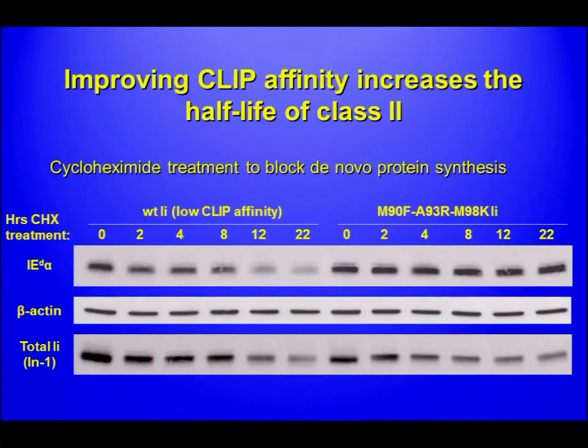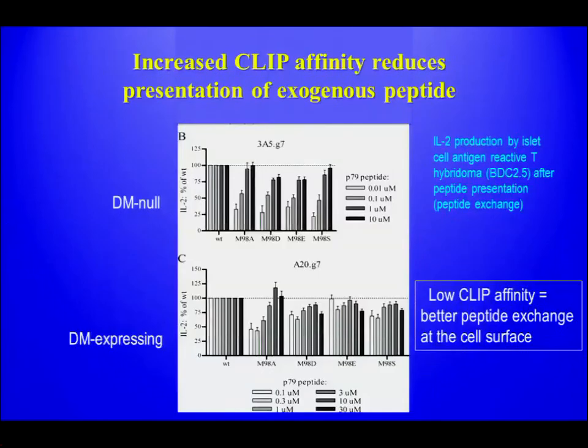Okay, so now I've shown you that having good CLIP affinity does two things. It leads to a longer half-life of this class 2 molecule and more on the cell surface. And the other thing that having higher CLIP affinity does is that it reduces the ability of the class 2 molecule to undergo peptide exchange at the cell surface.